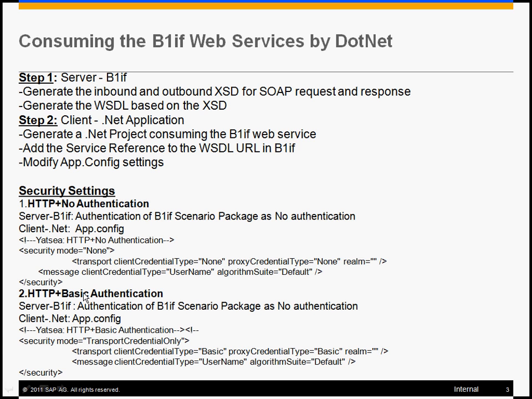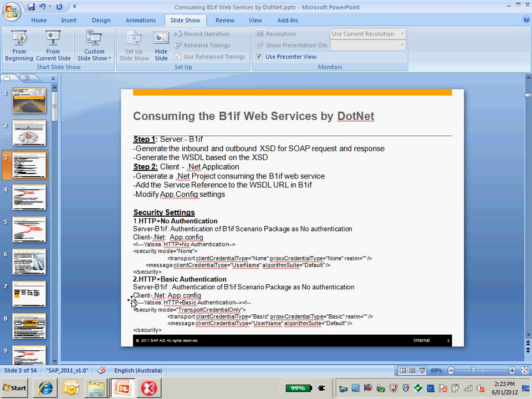For the second, HTTP with basic authentication, on the .NET client side we need to set the security mode to a different one, transport credential only, and for the credential type we choose basic. They match each other here. We need to provide the username and password in our .NET project, in this case for the basic authentication. Okay, next I'm going to show the live demo.